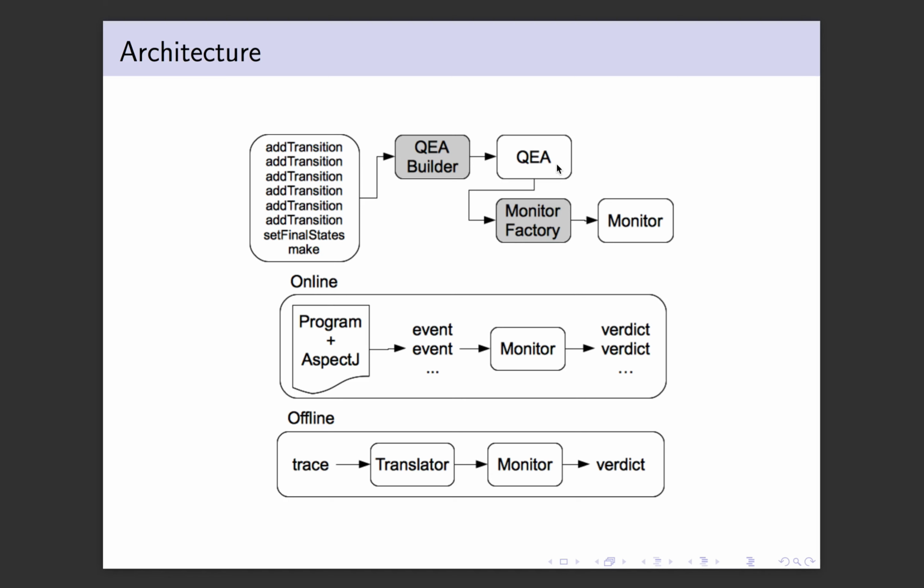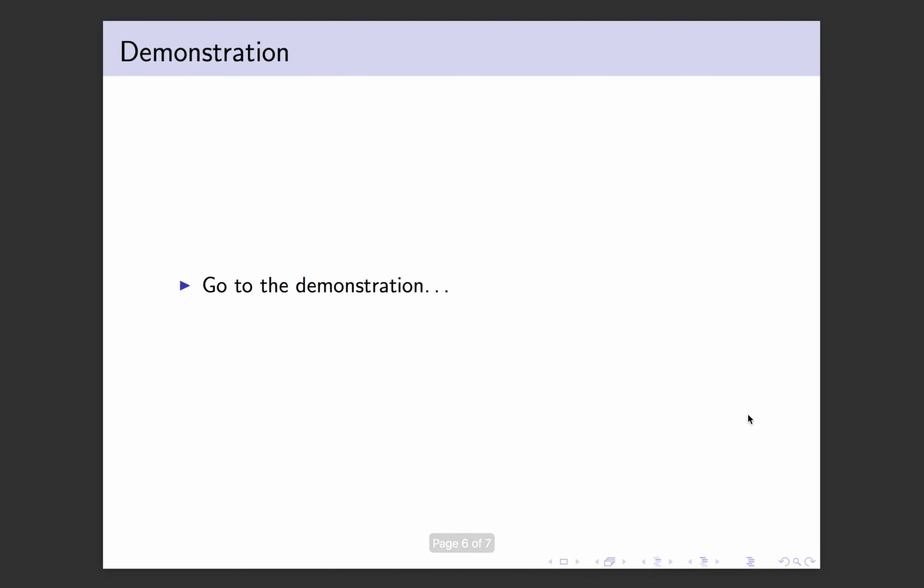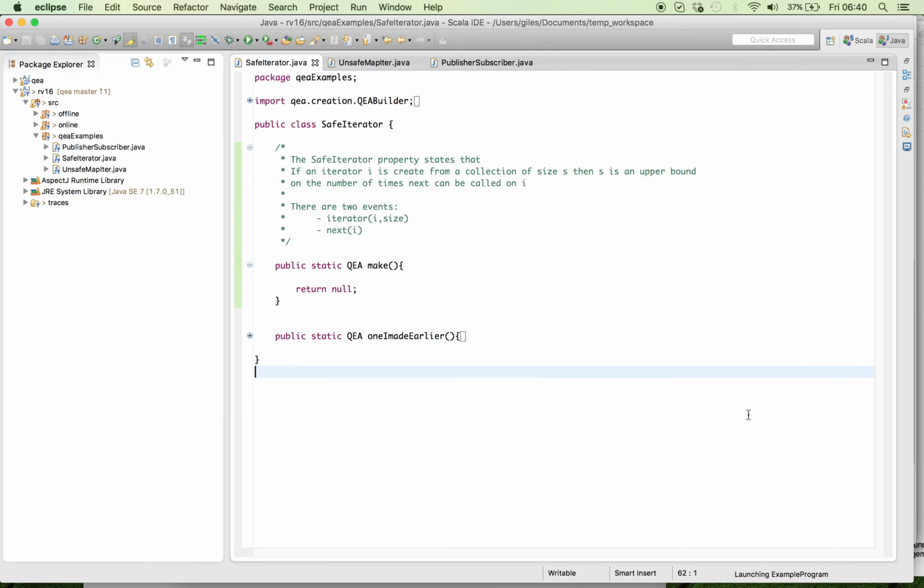For example, if the QEA doesn't use free variables, then the monitor produced won't be aware of these and has a little bit of optimization with that respect. Then there are two settings for monitoring: online monitoring, where we use AspectJ and produce a series of verdicts, and offline monitoring, where we take a trace, parse and translate that, and produce a single verdict. So that's what I'm going to demonstrate now, and let's go and have a look.